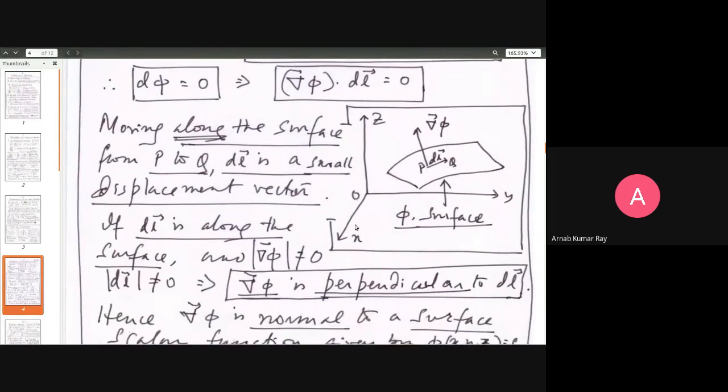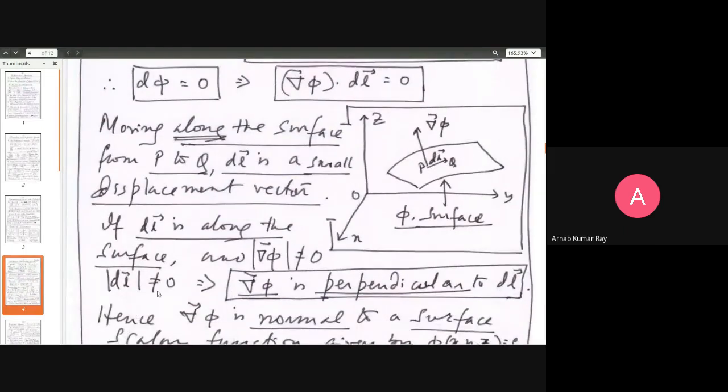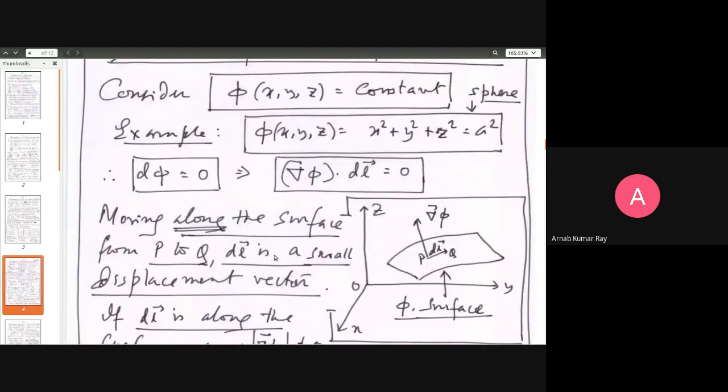If dl is along the surface, follow carefully, then d phi is equal to 0, because you are constrained to be on the surface. dl is along the surface, and dl is not equal to 0. d phi is equal to 0. And gradient of phi, of course, can't be 0. You can just check for yourselves. You take the gradient of phi of this quantity, what will you get?